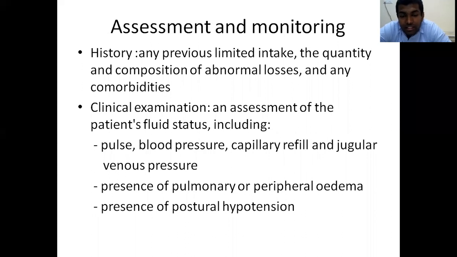In clinical examination, we need to assess the patient's fluid status by pulse, BP, capillary refill, and jugular venous pressure. We also need to look for the presence of pulmonary or peripheral edema. This will let us know if there is overload. Or we need to know the presence of postural hypotension. That is, there is less volume.